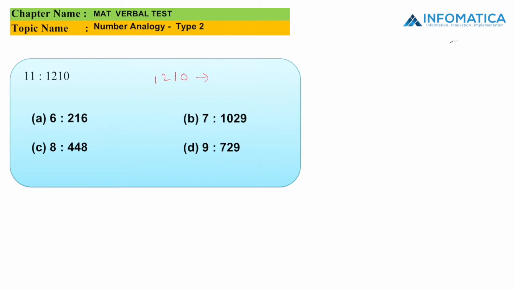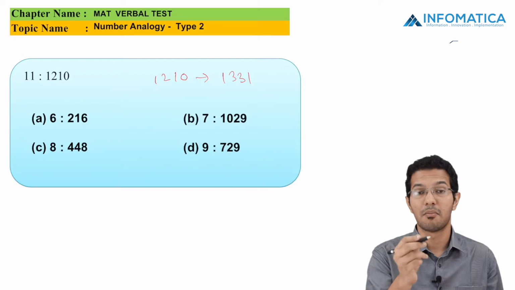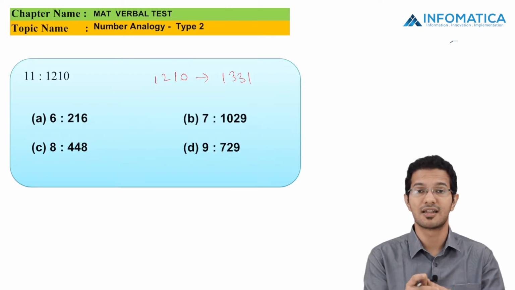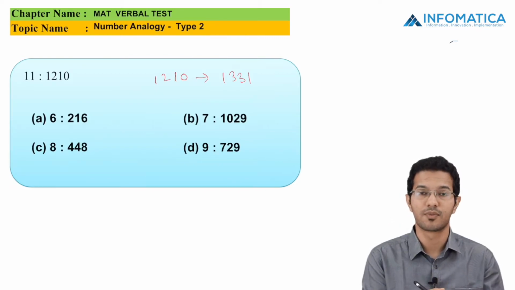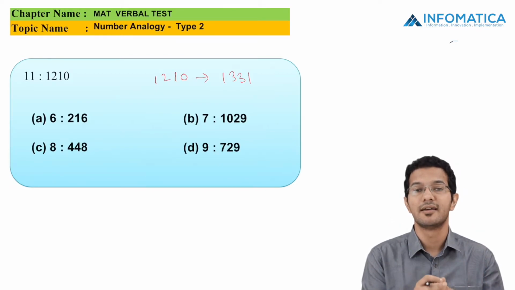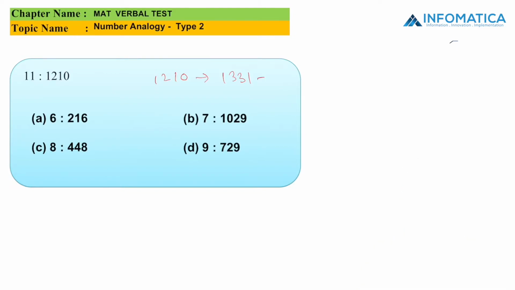I said that 1210 is somewhere near 1331. But if I do 1331 minus 121, which is nothing but 11 square, I get the answer as 1210. So what did I do? I did 11 to the power 3 minus 11 square.